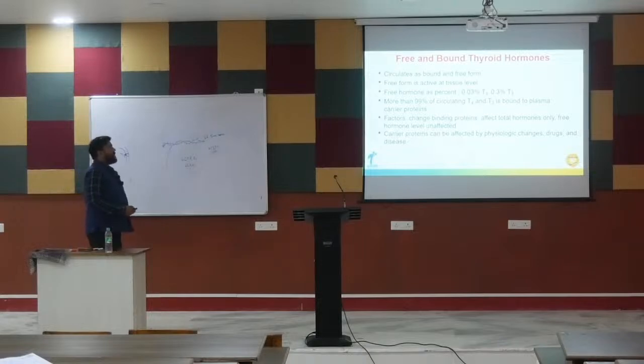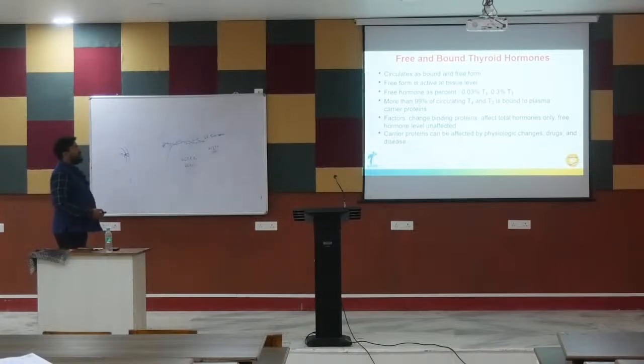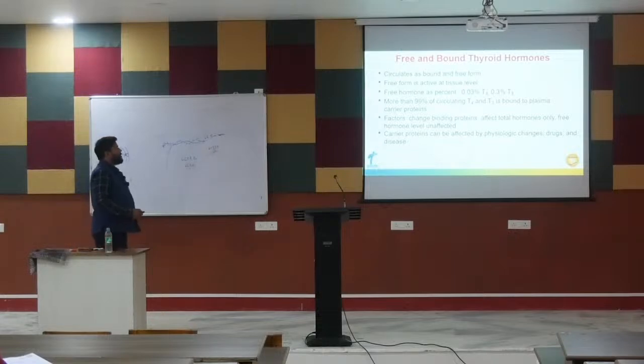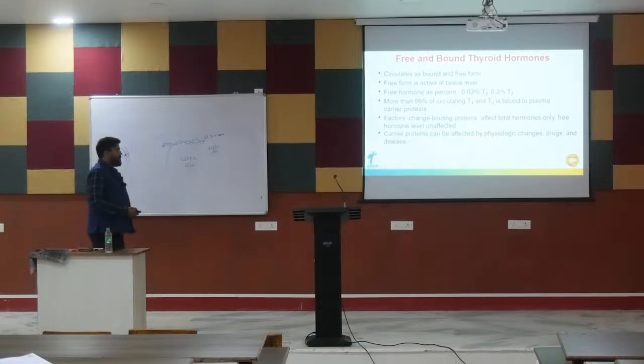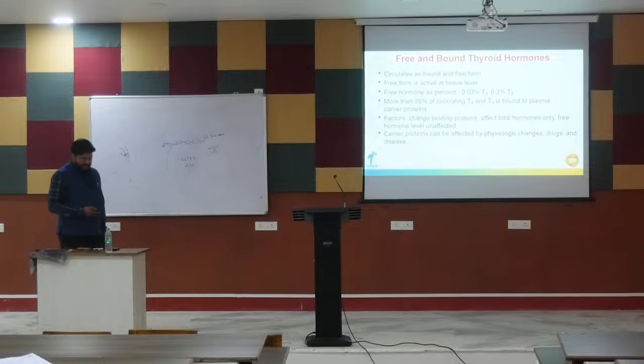So more than 99% of circulating T3 and T4 is bound to plasma carrier proteins. So factors change binding proteins, that changes total hormones only. Free hormone levels are usually not affected. Carrier proteins can be affected by physiological changes, some drugs and some diseases.